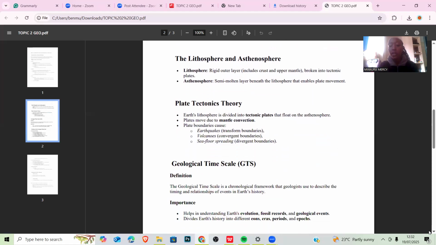So the lithosphere and the asthenosphere. The lithosphere is the rigid outer layer, which includes the crust and upper mantle. It is broken into tectonic plates. The asthenosphere is the semi-molten layer beneath the Earth's lithosphere that enables plate movement.